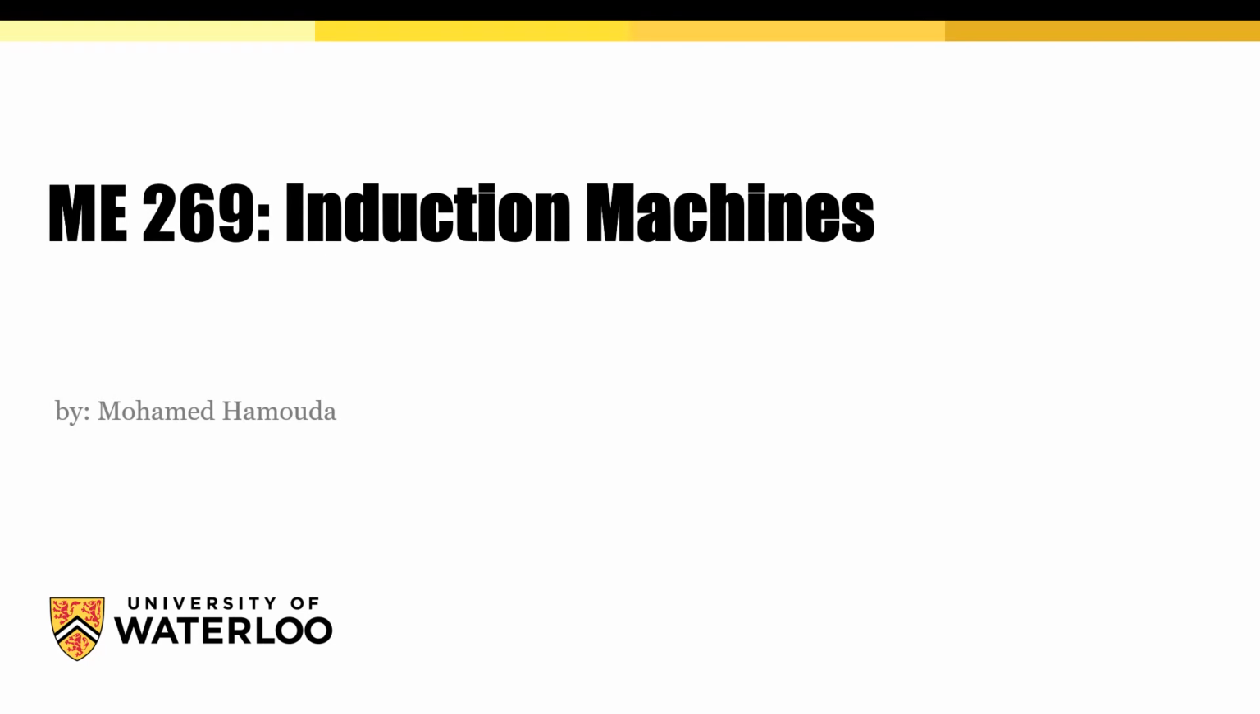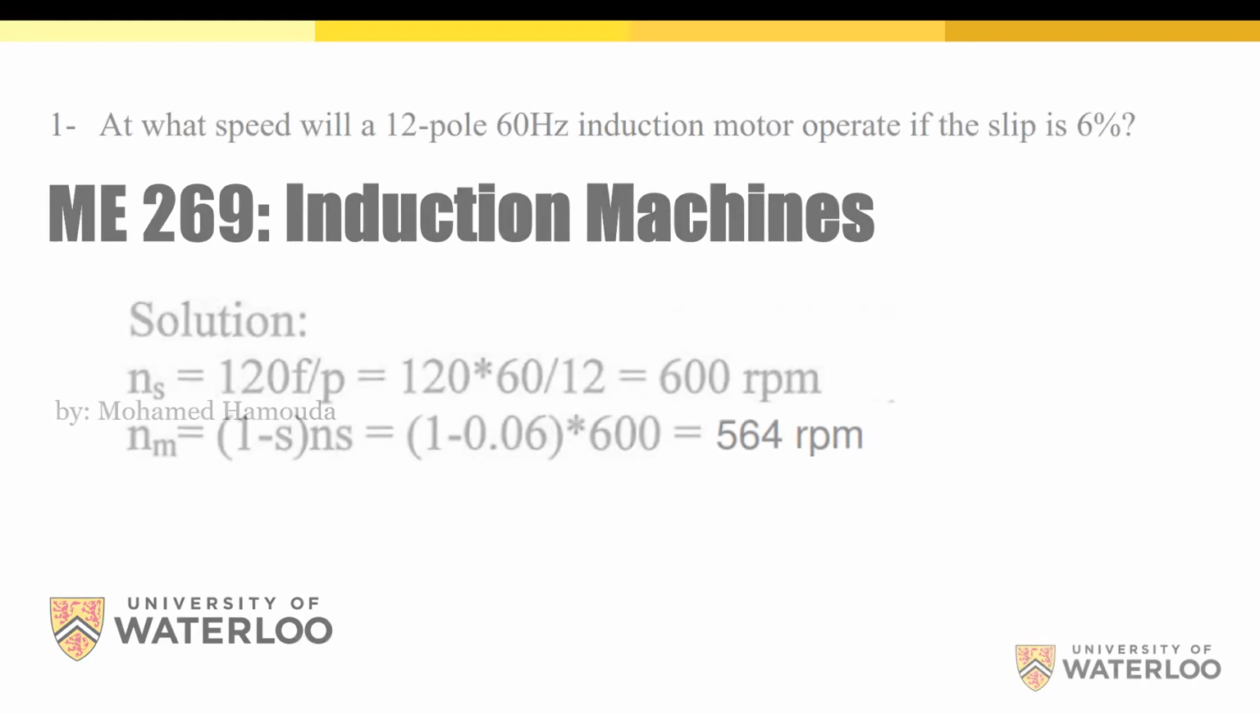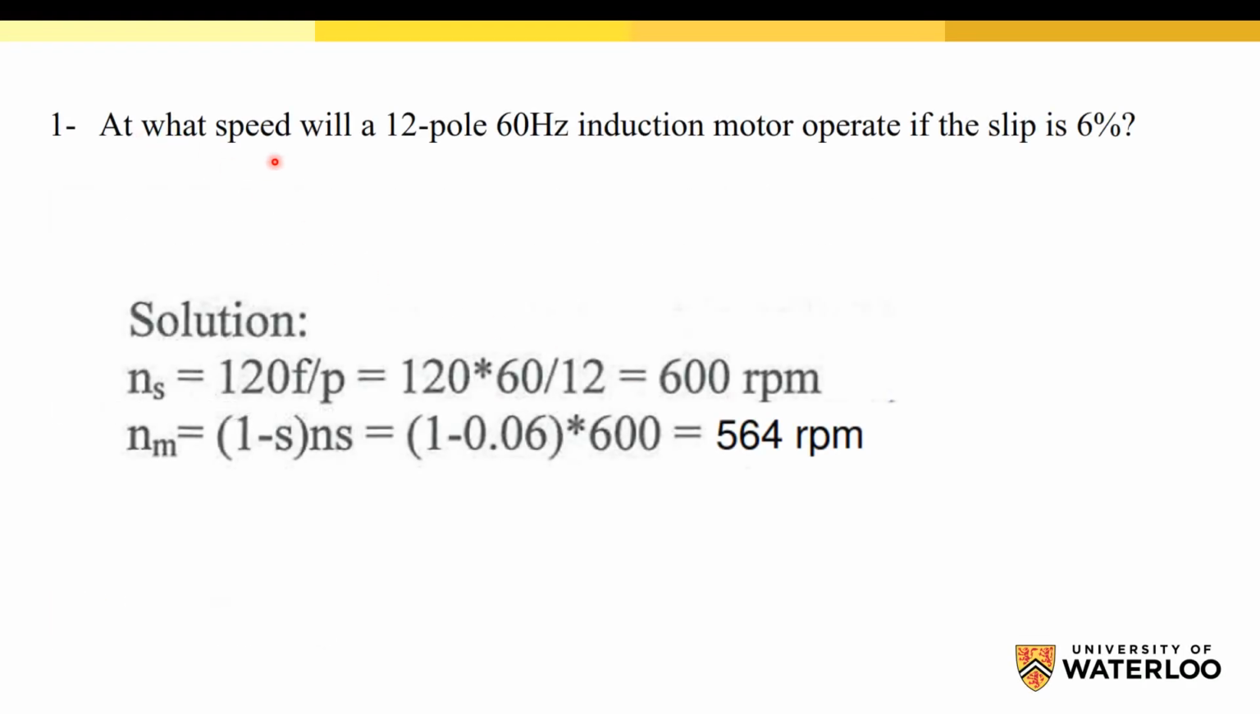So in this tutorial we are going to solve problems from problem set number 7, which is about the induction machine. So let's start. At what speed will a 12 pole 60 Hz induction motor operate if the slip is 6%? So in this question we know the number of poles, the frequency and the slip.